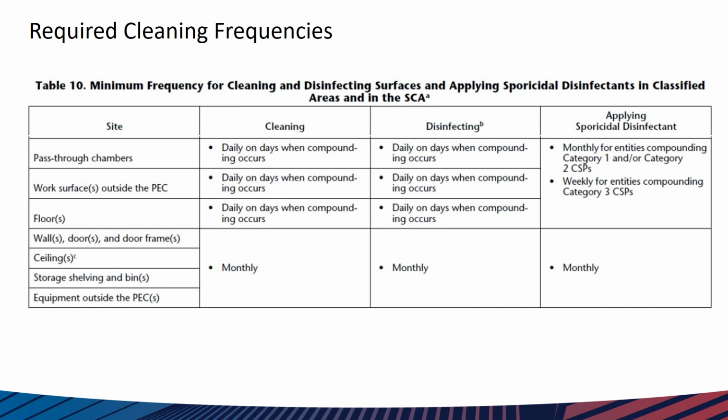Again, the title of this table is the minimum frequency. So if you want to have a better practice, if you're doing a lot of HDs and you're doing a lot of HD preps, maybe you want to apply a sporicide and do decontamination more frequently. Do sort of a risk assessment on your end to decide, do we need to increase this cleaning frequency above the bare minimum that's required by the chapter?